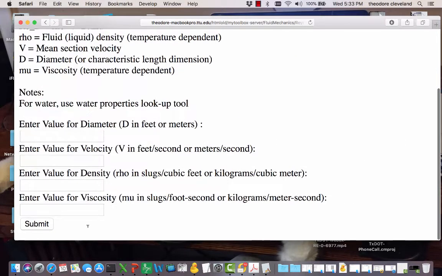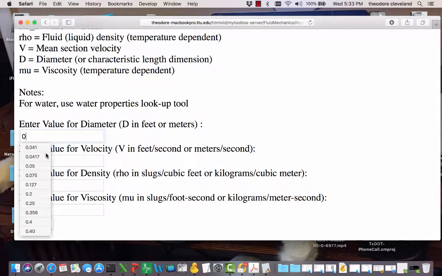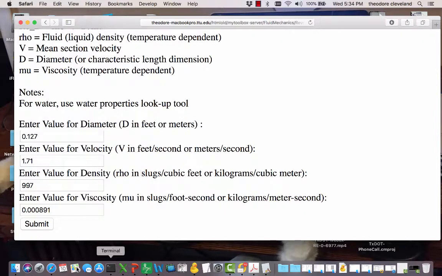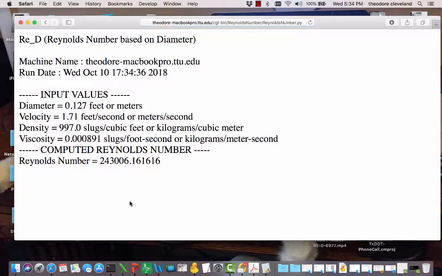Back to my Reynolds number. Got that. 997. Velocity 1.71. Diameter 0.127. Submit. My Reynolds number is 243,000. Copy that.